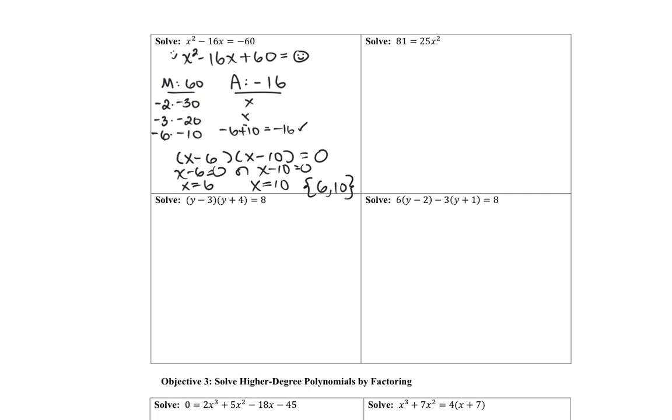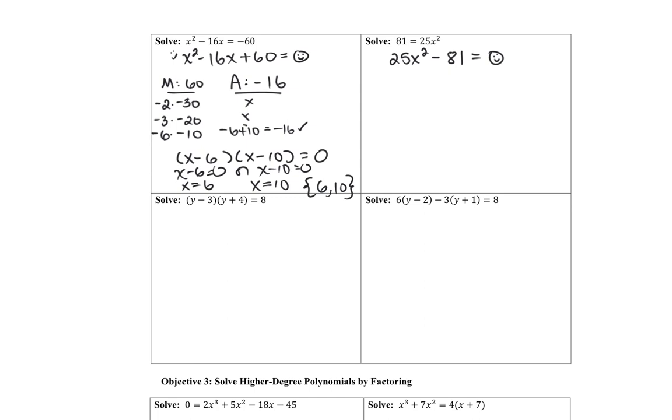Okay, now same thing here, right? It's not set equal to 0, but I would really dearly like this x squared coefficient to be positive, so I'm going to go ahead and subtract 81 to the other side. And this is going to be 25x squared minus 81 equals 0, right? Now, we've got it in the correct form, but hopefully you notice that we're missing an x term, right? It's 25x squared minus 81.